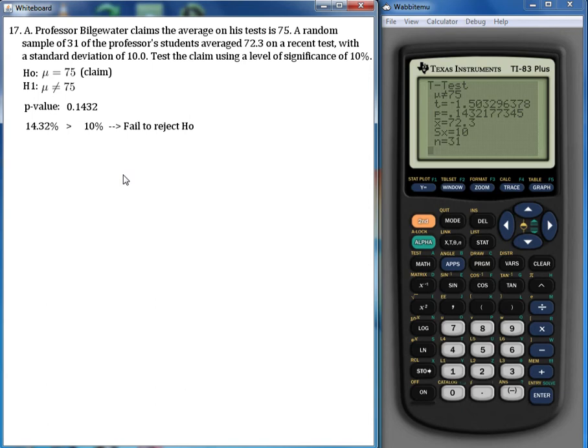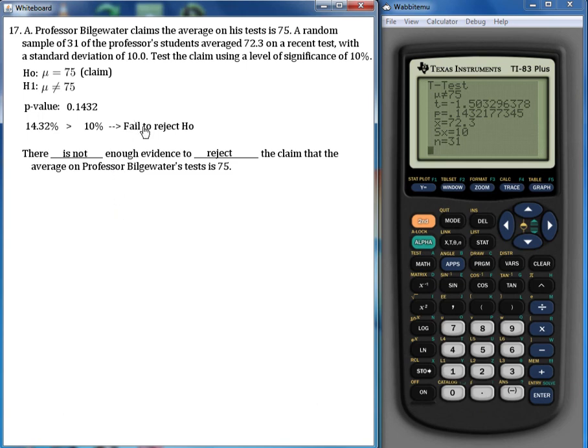Now we just need to fill out our interpretive sentence. Okay, so what we can say here is, since we failed to reject the null hypothesis, we'll put the words is not in the first blank. And the original claim was in the null hypothesis, so we were trying to reject the claim. So there is not enough evidence to reject the claim that the average on Professor Bilgewater's tests is 75.